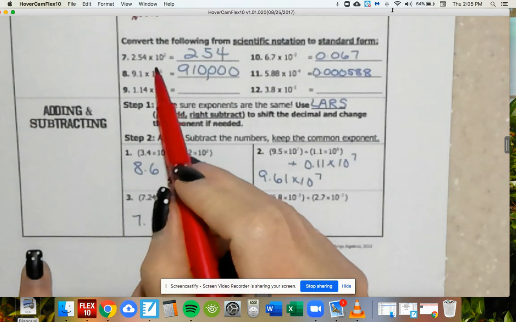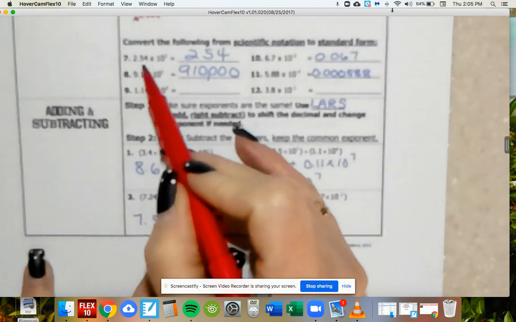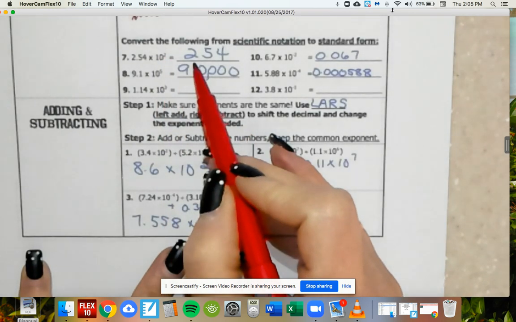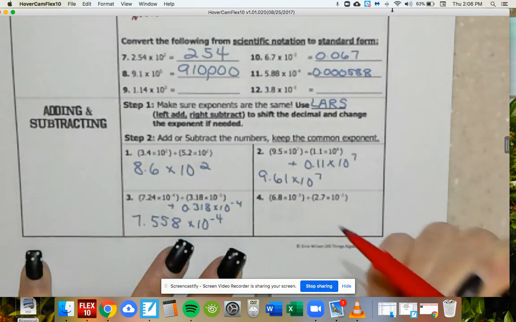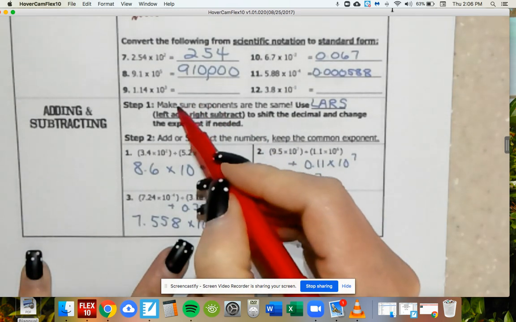Anyway, let's go the other way. Let's start in scientific and move to standard. Again, it's all about the decimal, and it's all about the exponent.